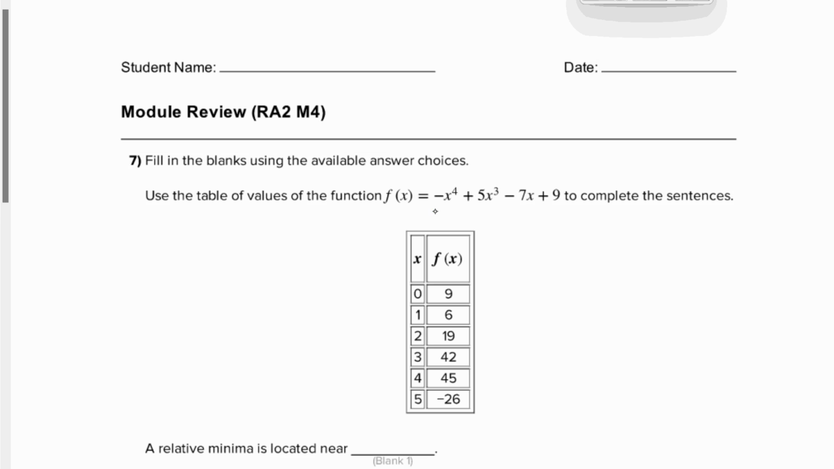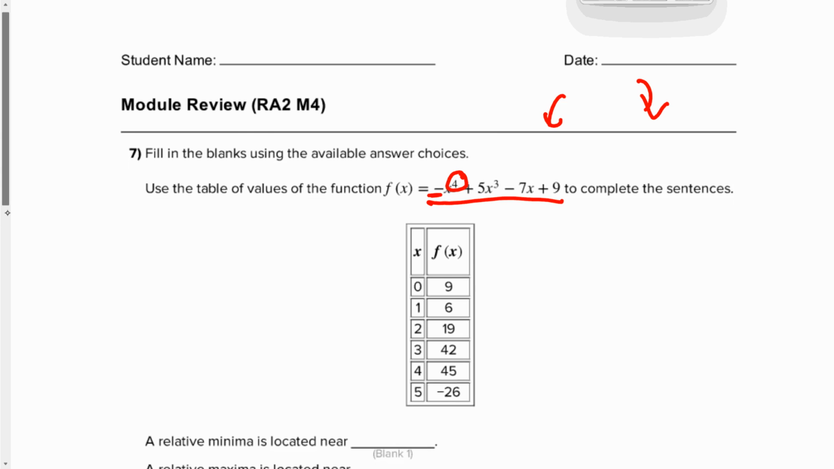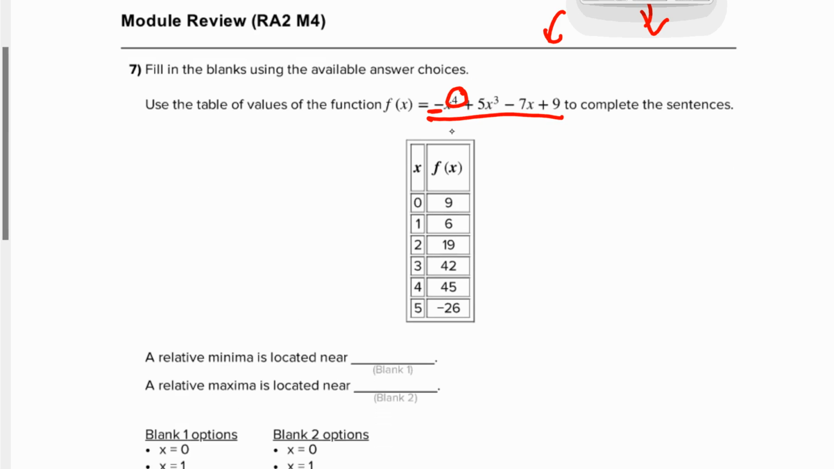Okay, so here we have this function. We have it to the fourth, but it's a negative, so that means we're down and down, right? And we want to use the table to tell where the relative maximum are. So here we put that in our graphing calculator, and it's to the fourth, so it might cross 4 times, right? Might look something like that.